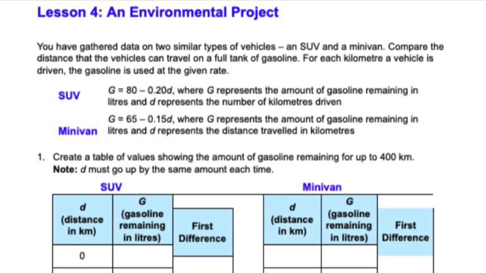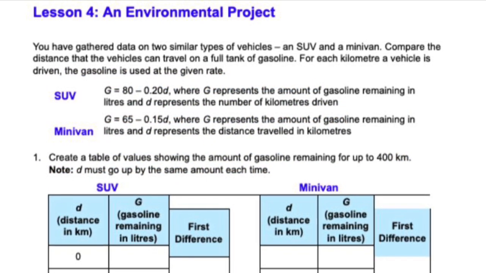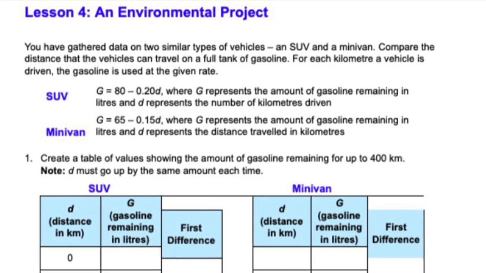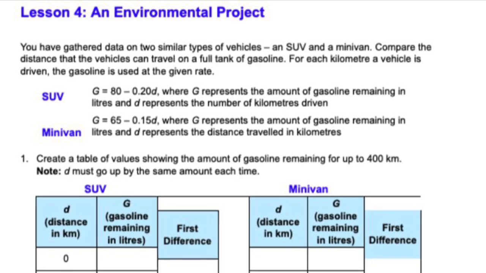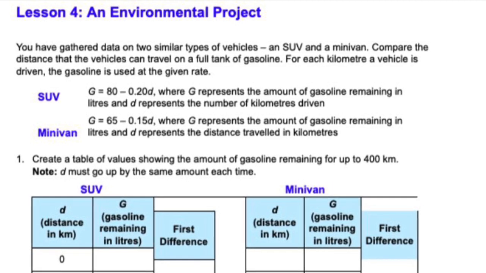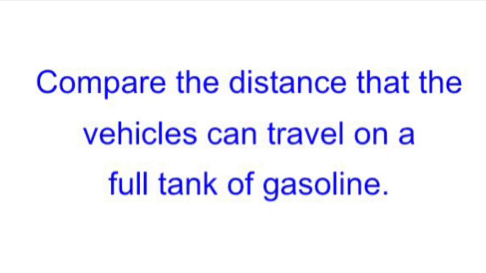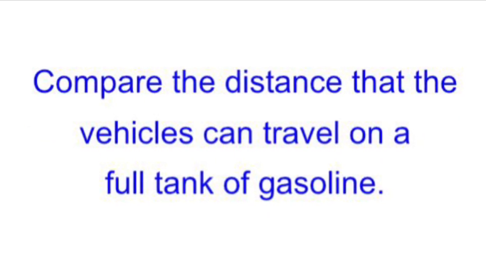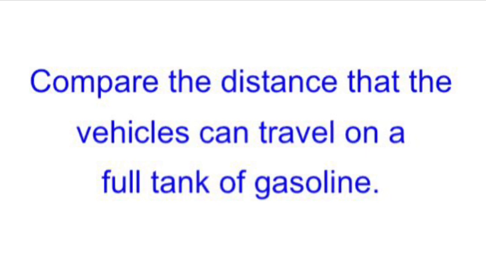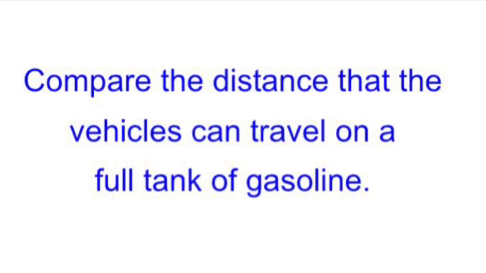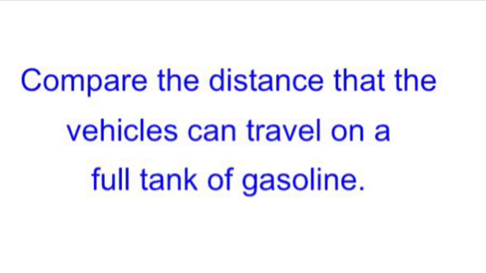We're going to look at assignment 4, lesson 4. It's called an environmental project. And the reason it's called an environmental project is because if your car uses a lot of gas, it's not very good for the environment. So what we want to do is compare the distance that the vehicles can travel on a full tank of gasoline. We're going to look at an SUV and a minivan and see which vehicle uses less gas.